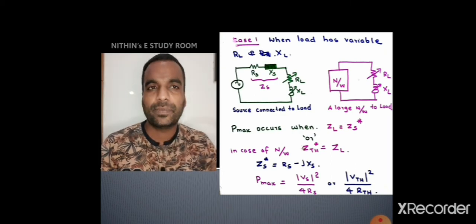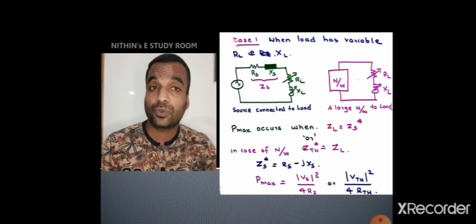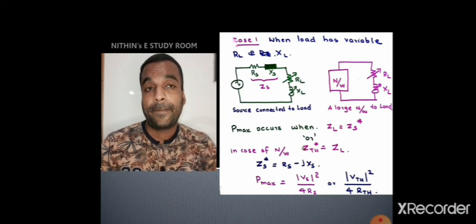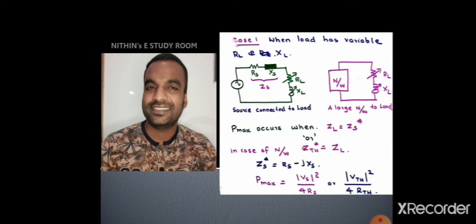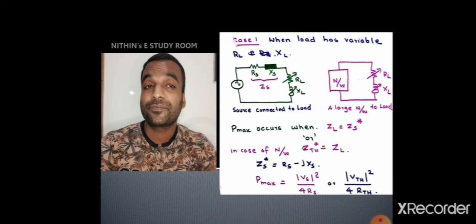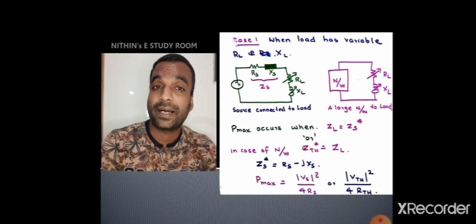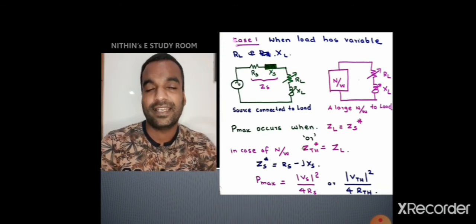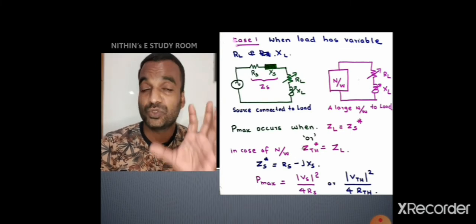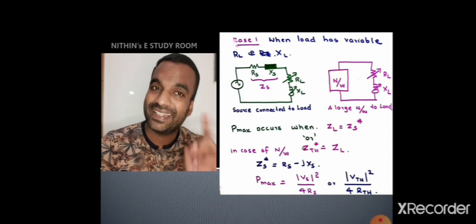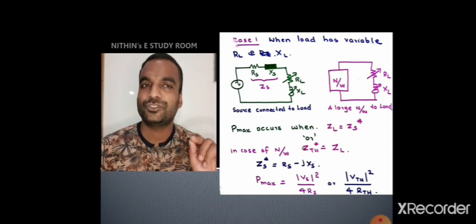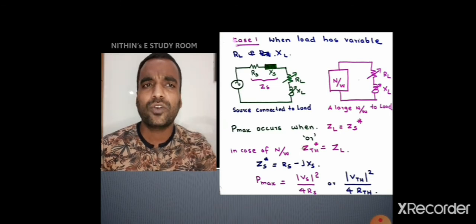Okay, that's also a good question, because with RS plus JXS, you are assuming that X is inductive. If you are assuming that X is capacitive, you have to take RS minus JXS. But generally, for a source, its impedance will be a combination of resistance and inductance. That's why we are assuming that X is... I don't know what is there inside X.